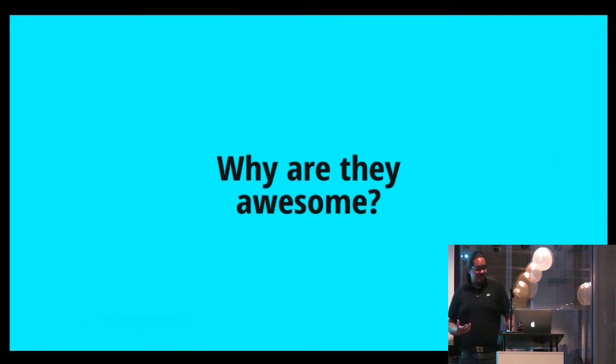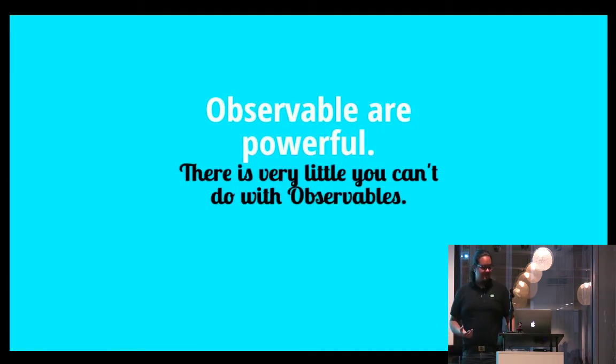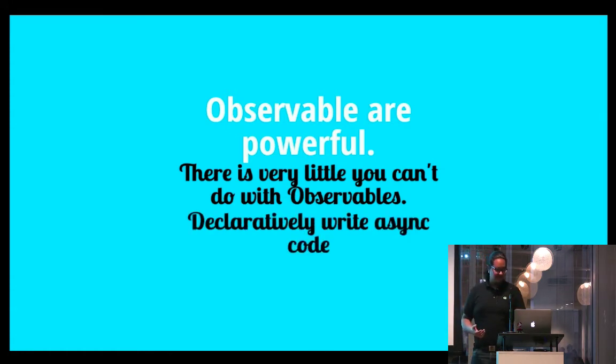So why are observables awesome? One, they're very powerful. There's very little you can't do with observables. I haven't seen an example that I couldn't think of some way to apply observables to that problem. One of the great things about observables is you can declaratively write async code. There are very few options to do declaratively async code.